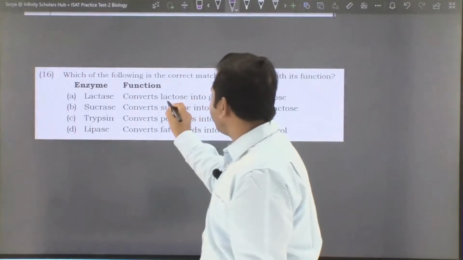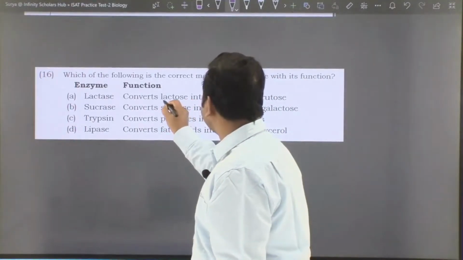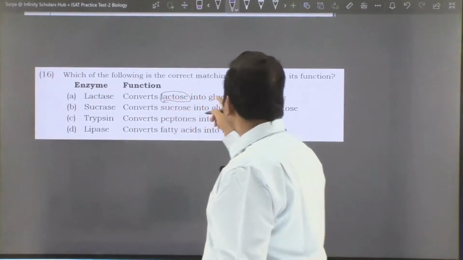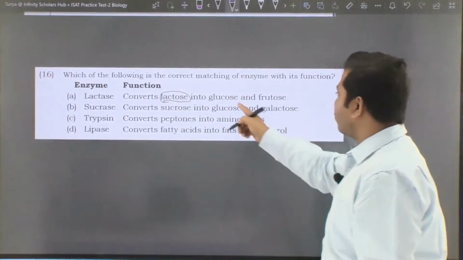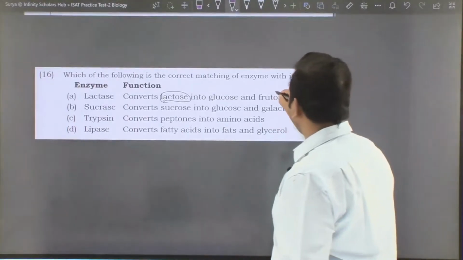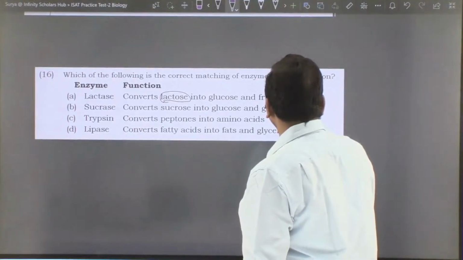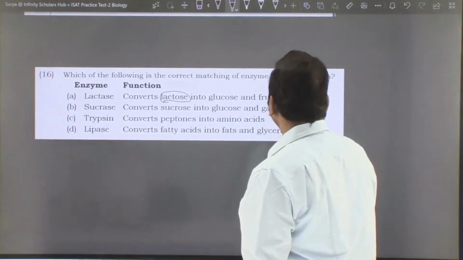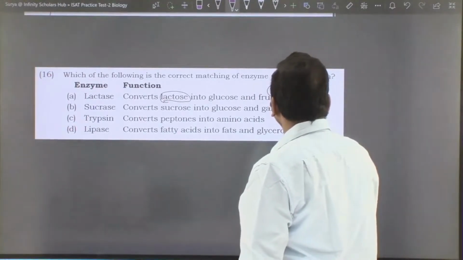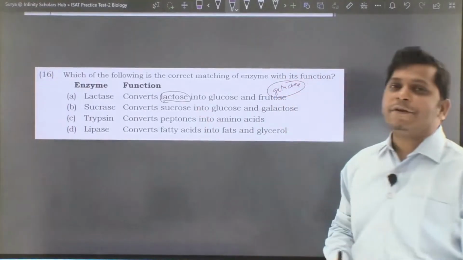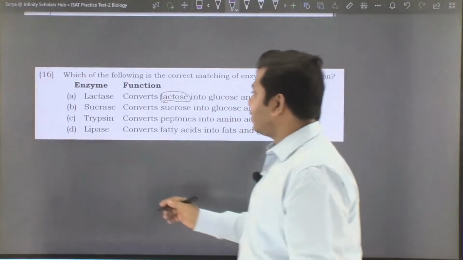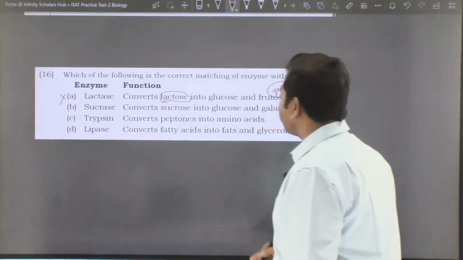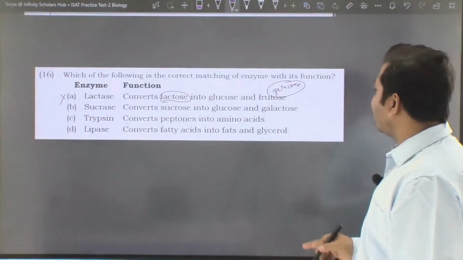Even if the substrate it has given is correct, lactase works on lactose, but the product it produces is not glucose and fructose, it actually produces glucose and galactose. If glucose and galactose had been given here, then option A would have been correct, but it is incorrect right now. Sucrase converts sucrose into glucose and galactose.